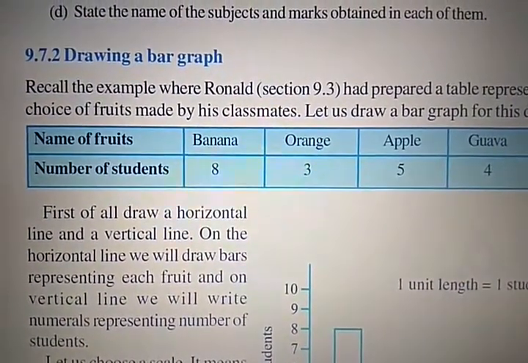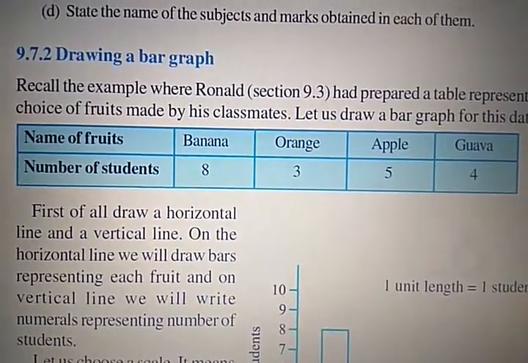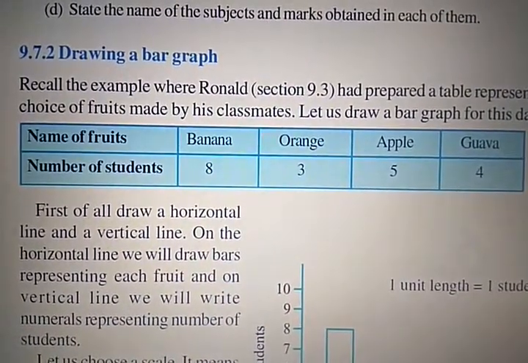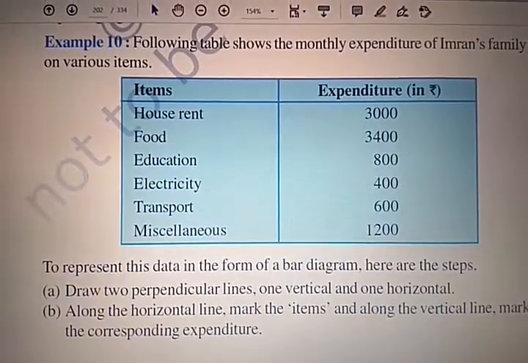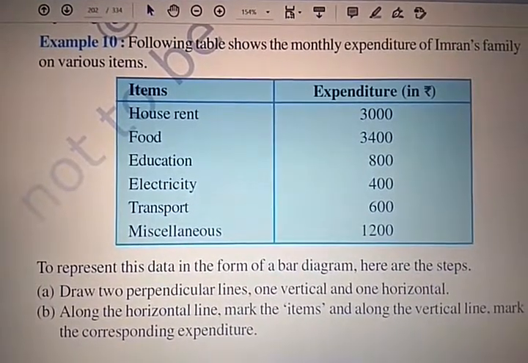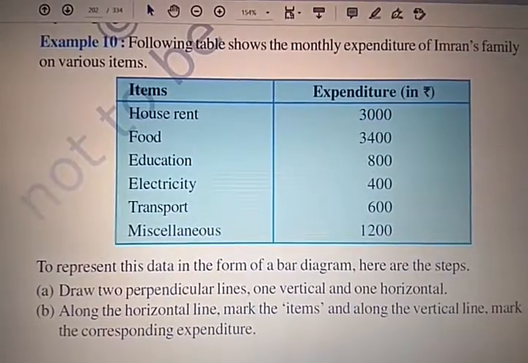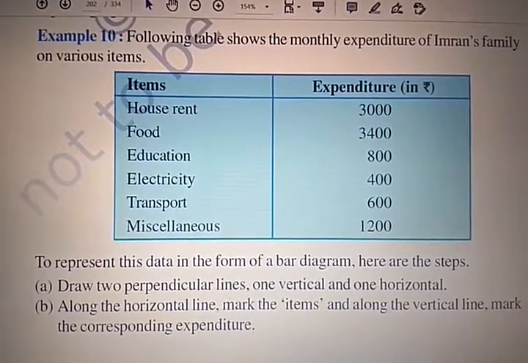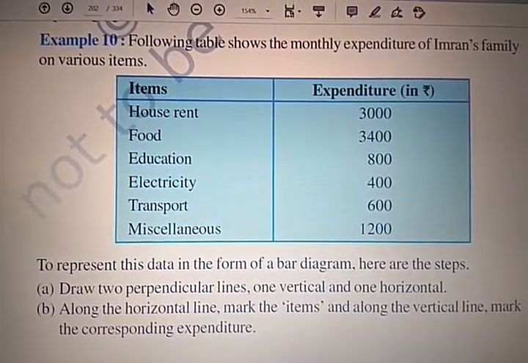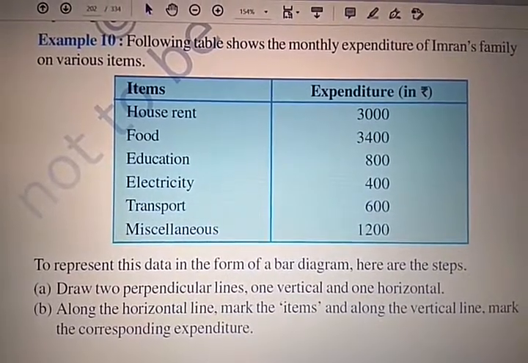how to draw a bar graph. Okay. Up till now we have seen how to read the bar graph. Now we are going to see how to draw a bar graph. For that purpose we have to take, first of all, graph paper, and here the questions.